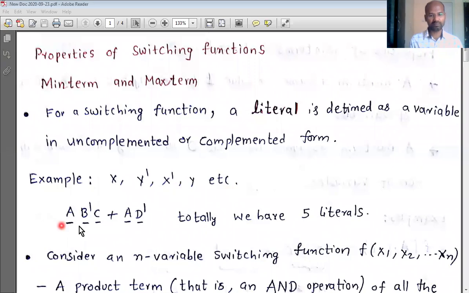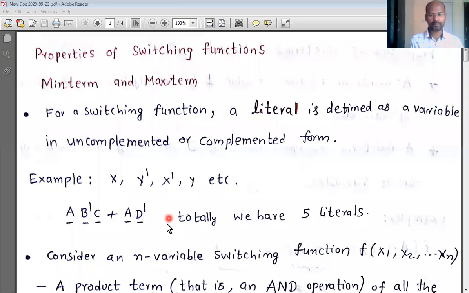Now consider this Boolean expression. It is a Boolean function or Boolean expression. It has a b bar c plus a d bar. And in this, a is one literal, not this whole thing. A b bar c is not a literal, but if we consider a alone, that is one literal, b bar is another literal, c is another literal. So totally in this expression, we have 1, 2, 3, 4, 5. We have 5 literals in this expression.